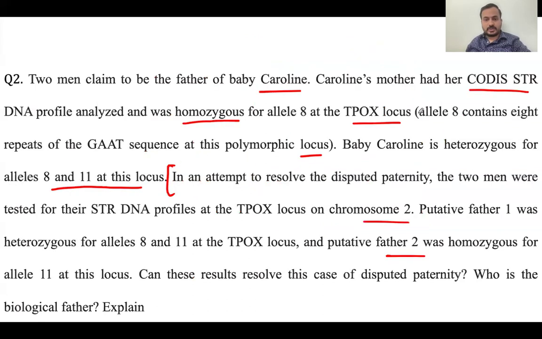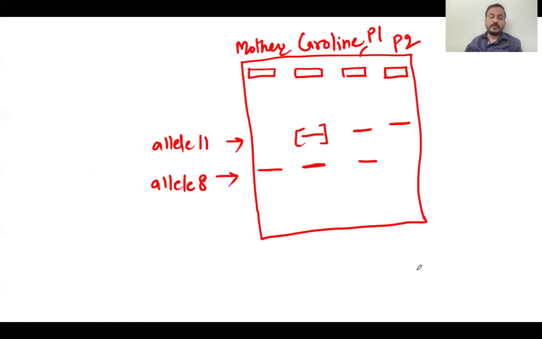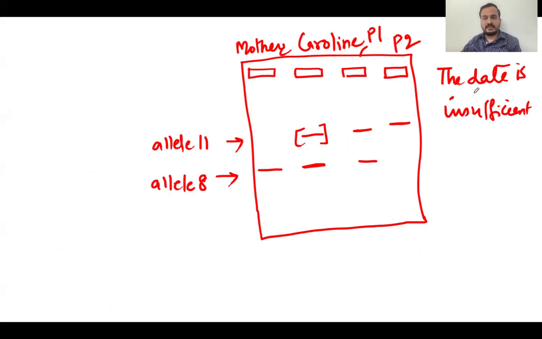So coming back to the question, can these results resolve this case of disputed paternity? No. And who is the biological father? We cannot conclude from this data. The data is insufficient. And as explained, baby Caroline has to get 11 and she could get it either from P1 or P2. Remember, offsprings inherit one chromosome from the father and the other from the mother.